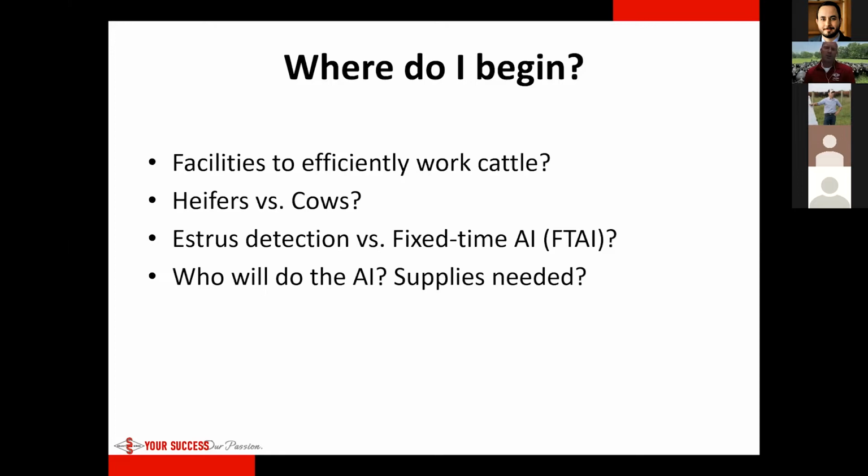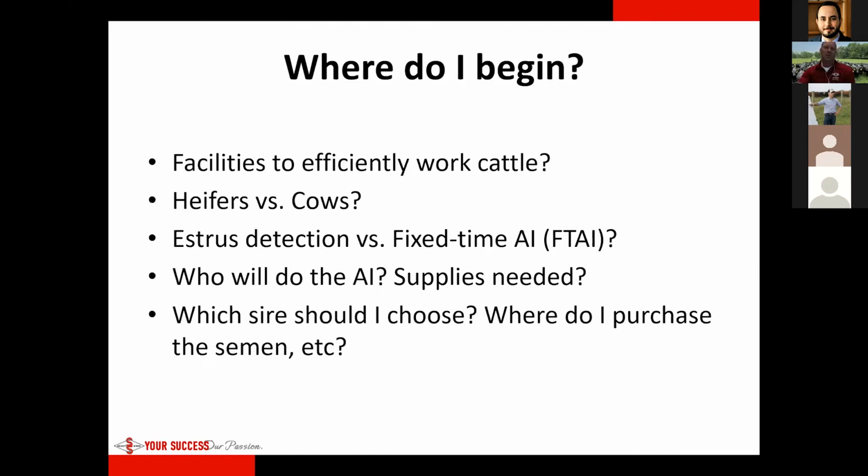Next, who's going to be doing the AI? Are you going to be doing that yourself as a trained technician, someone that's gone through an AI school, has been AI'ing cows for maybe possibly many years? Or are you going to have that hired out? Are you going to hire somebody to come in and do that work for you? Some of the supplies needed to get that accomplished.